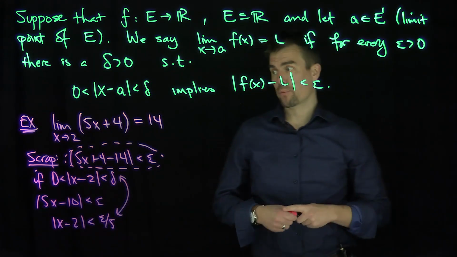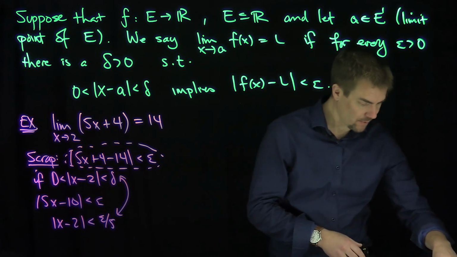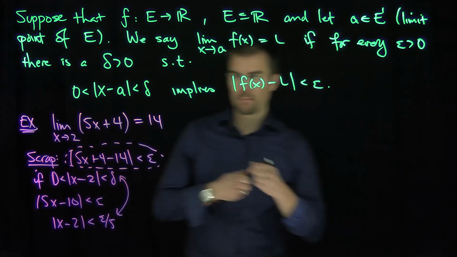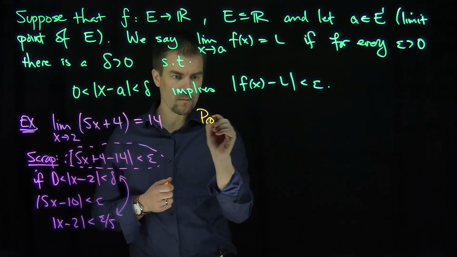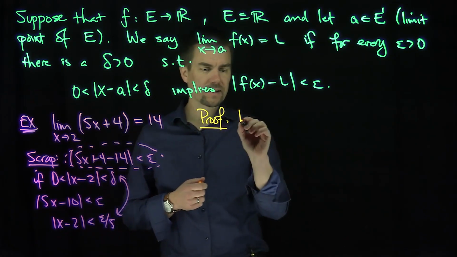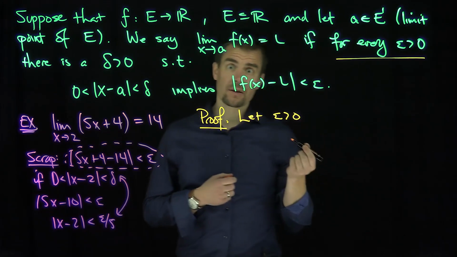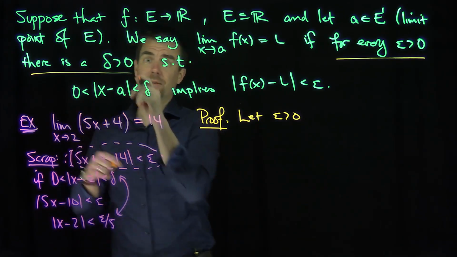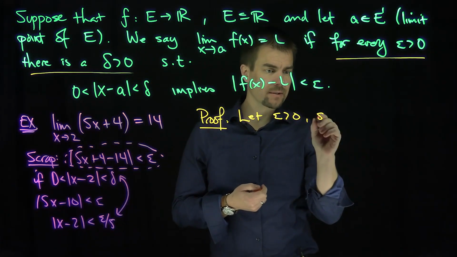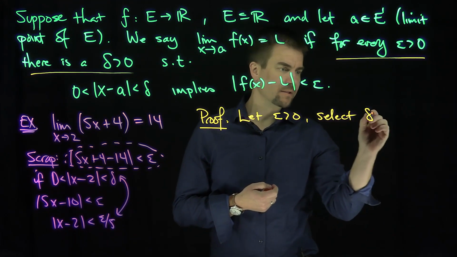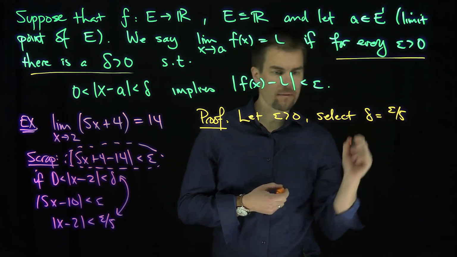So now let's give the formal proof using our scrap work as our basis. Here's our formal proof of this fact. Proof. Let epsilon be greater than 0. So I was given an epsilon greater than 0, and I'm supposed to find a delta. So I'm going to select delta to be epsilon over 5.